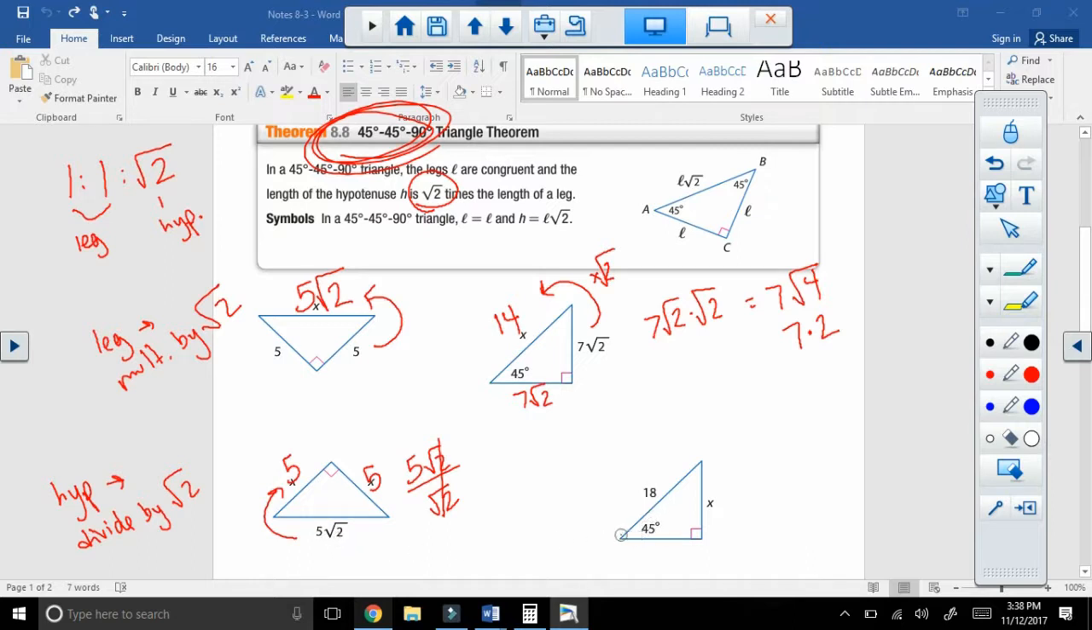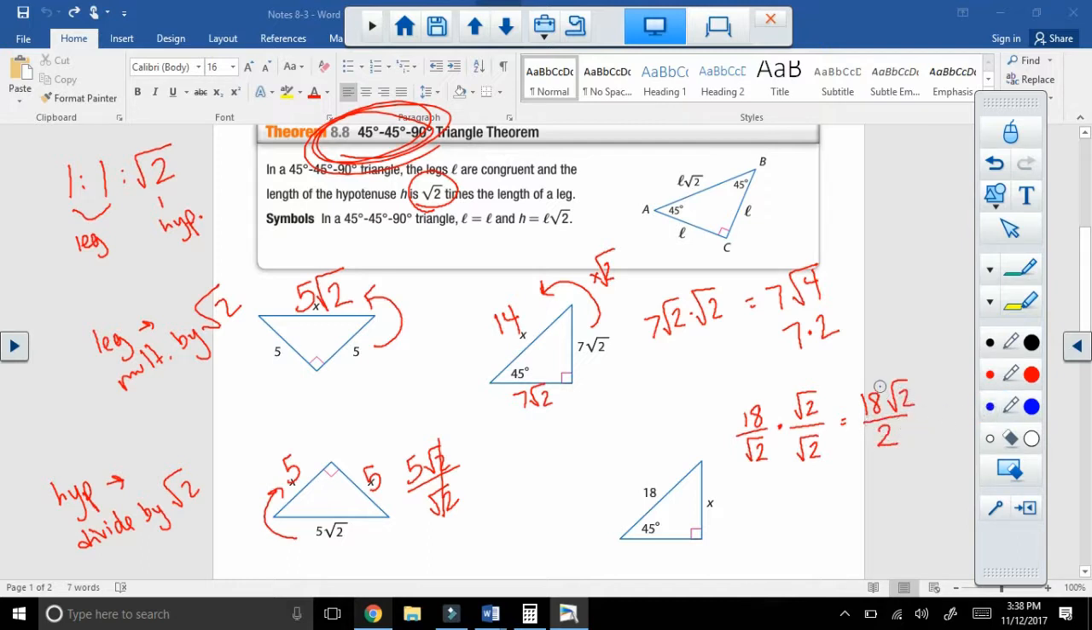The only time it gets a little tricky, and once you do enough of these it won't seem tricky, but here you have to divide by the square root of 2, and you can't leave it like that. So if you remember back to the beginning of the year or to Algebra 1, you can't have the square root in the denominator, so I'm going to multiply each side by the square root of 2 over the square root of 2. So 18 radical 2 over 2.